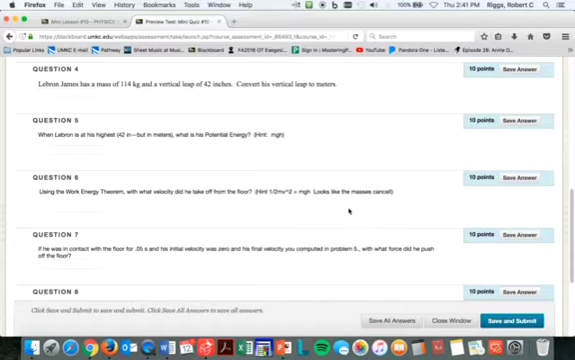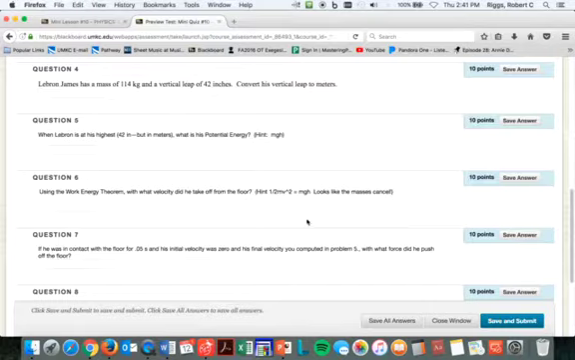Let's go to question 7. If he was in contact with the floor for 0.057 and his initial velocity was 0 and his final velocity you computed in problem 5, with what force did he push? Well, we know what that is. This is just our impulse thing. This is the impulse.